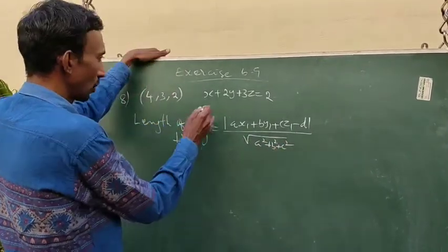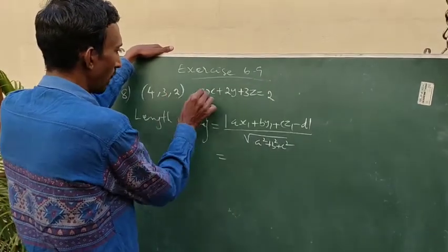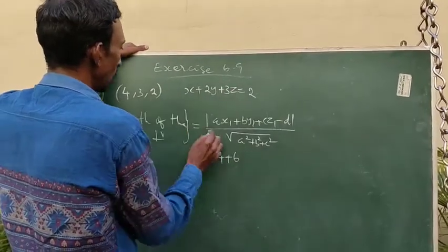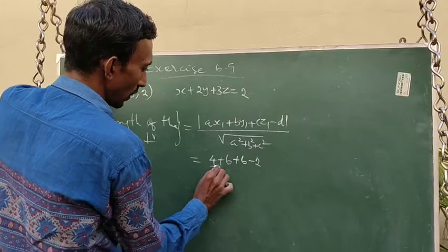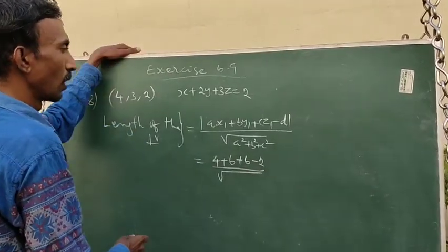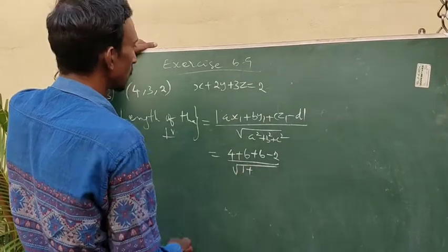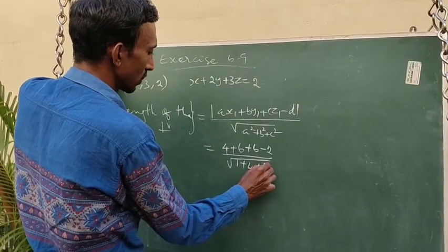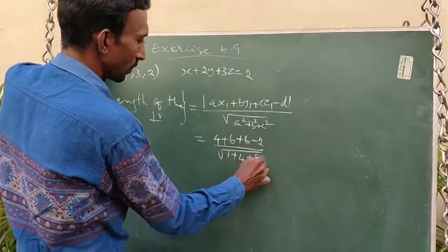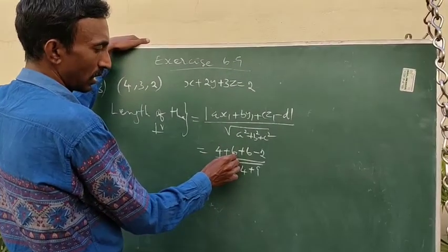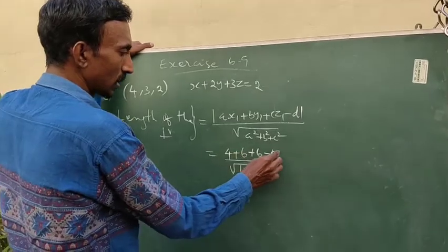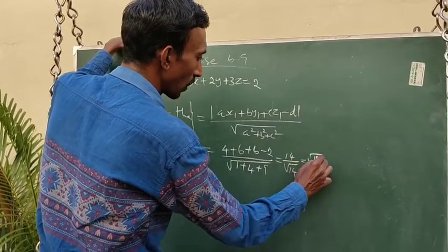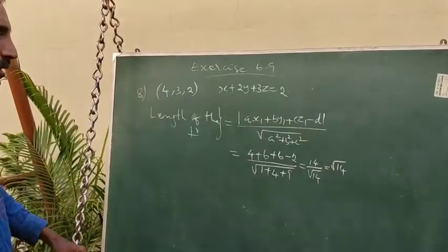So 1 into 4 is 4, 2 into 3 is 6, 3 into 2 is 6, minus 2, divided by root of 1 plus 4 plus 9. So 4 plus 6 plus 6 is 16, 16 minus 2 is 14, so 14 by root 14, which is root 14. So the length of the perpendicular is root 14.